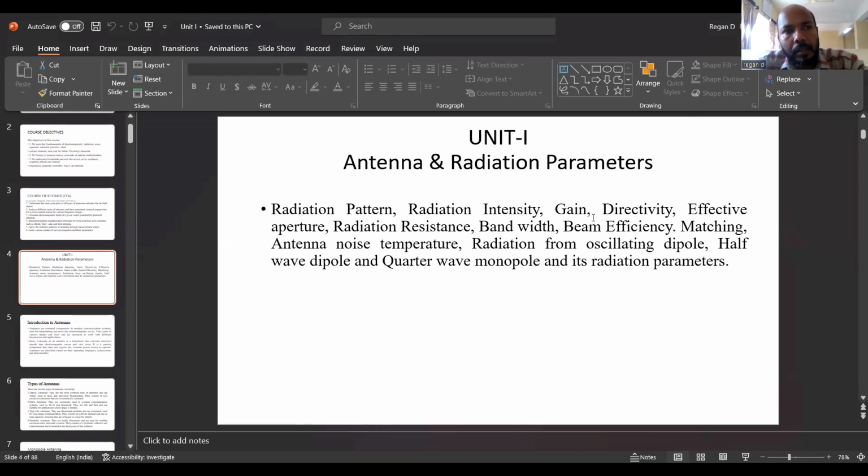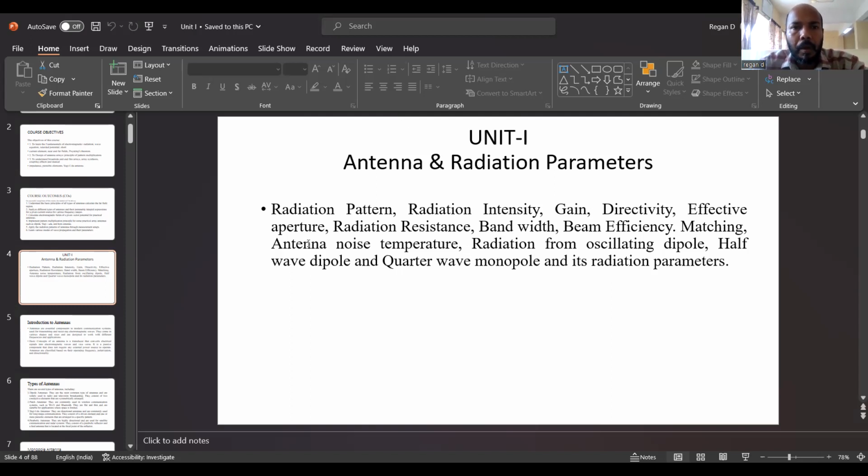radiation pattern, radiation intensity, gain, directivity, effective aperture, radiation resistance, bandwidth, beam efficiency, matching, antenna noise temperature, radiation from oscillating dipole. So up to noise temperature, these are the parameters. And for the remaining, we will understand how these parameters are used to characterize the basic antennas: radiation from oscillating dipole, half-wave dipole and quarter-wave monopole antenna. For these antennas, we will see these radiation parameters.